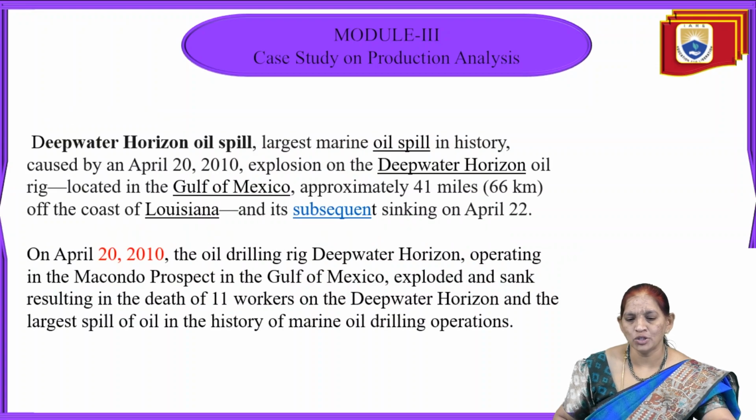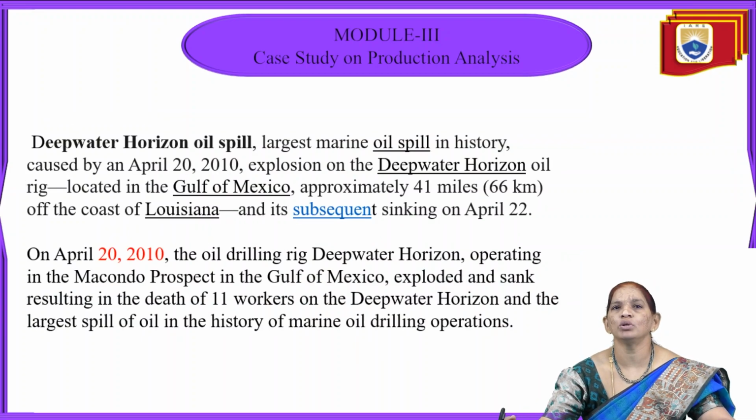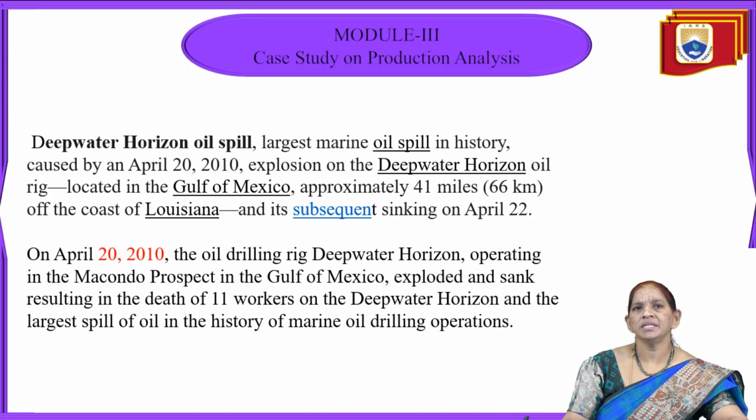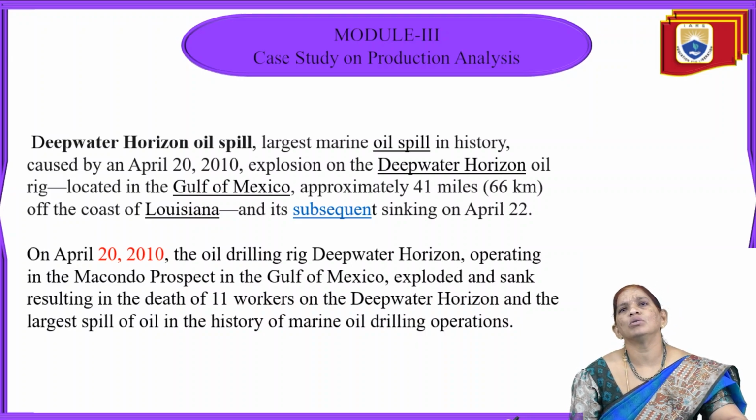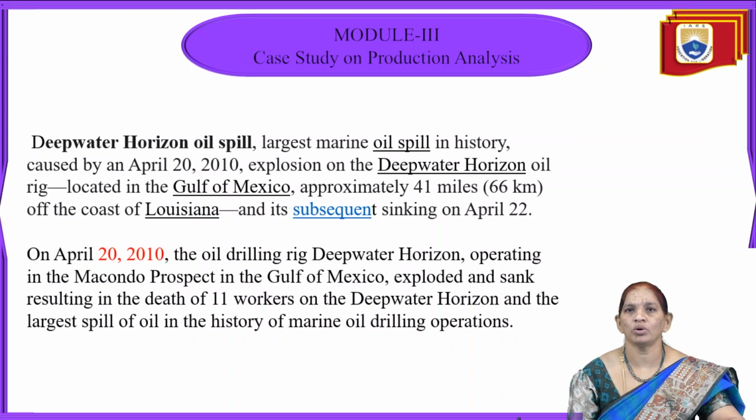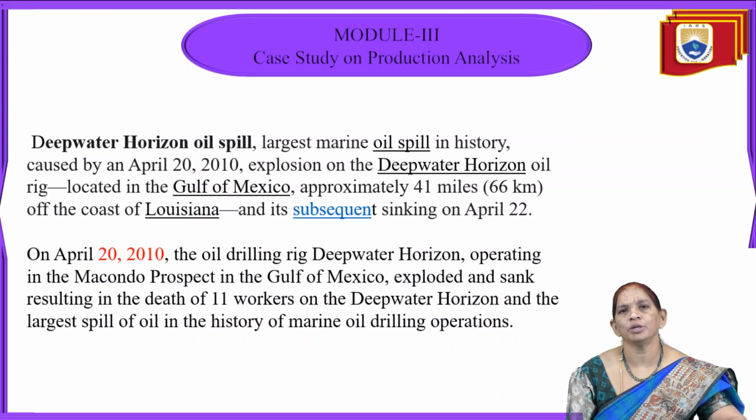So we go for an overview of this Deepwater Horizon oil spill case. Deepwater Horizon is the largest marine oil spill in history. The oil was being drilled in the Gulf of Mexico in deep water, so the oil has to be extracted from the depths of the sea. It was a rig operated by British Petroleum, which suffered an explosion on April 20, 2010, at the Deepwater Horizon oil rig located in the Gulf of Mexico.